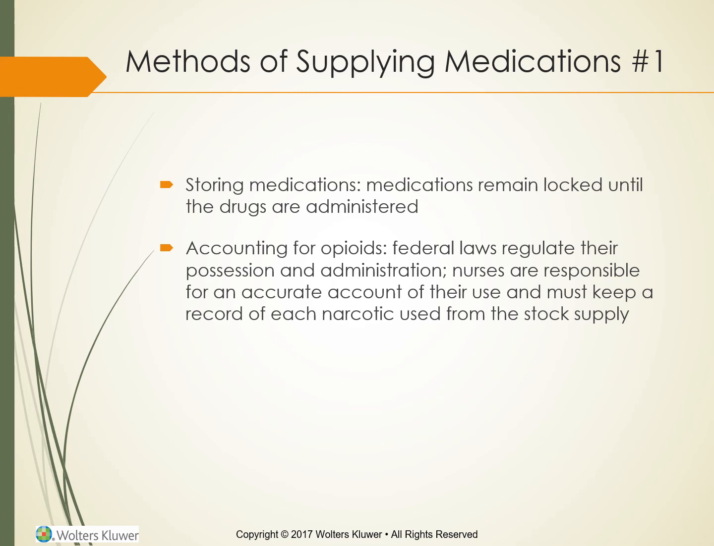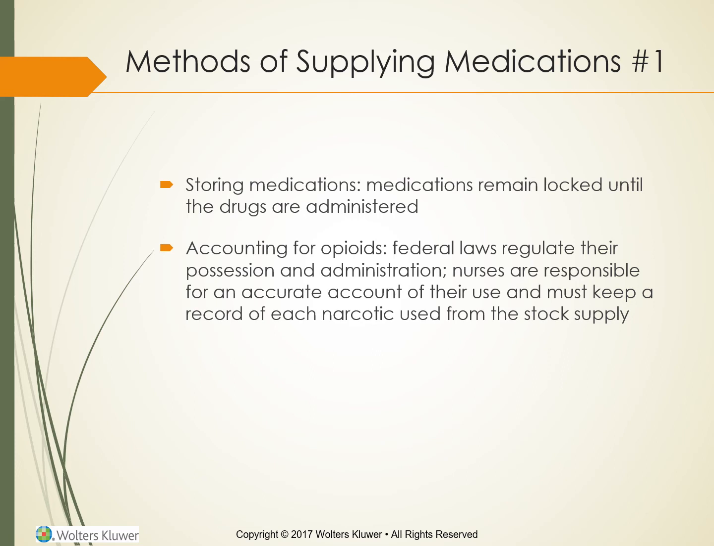Accounting for controlled substances. Controlled substances are drugs for which federal laws regulate their possession and administration. Health agencies keep controlled substances such as opioids in a double-locked drawer, a box, a room in the nursing unit, or an automated medication dispensing system. Because controlled substances are usually delivered by stock supply, nurses are responsible for an accurate account of their use. They keep a record of each drug used from the stock supply. Any controlled substance that is wasted in whole or in part must be co-signed by a witness.